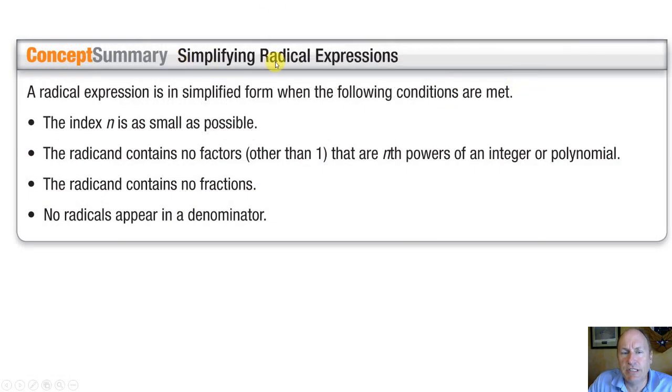Also, you're going to see the term simplifying. What does it mean to simplify a radical expression? Well, the index, the root, needs to be as small as possible. Ideally, you would get rid of it completely. The radicand, that is what's inside the radical, can contain no factors other than 1 that are nth powers of the integer, because if they were, you would take them out of the radical. And the radicand should contain no fractions, and certainly no radicals should appear in the denominator. We're going to rationalize the denominator to get rid of any radicals in the denominator.